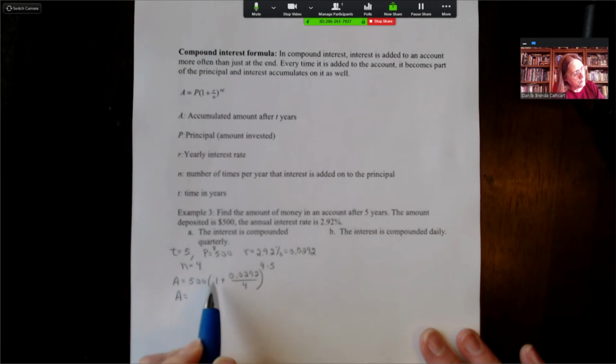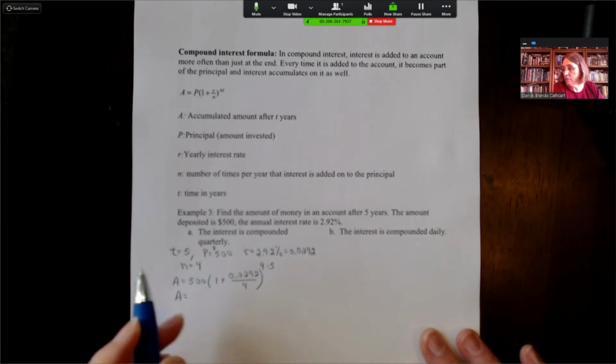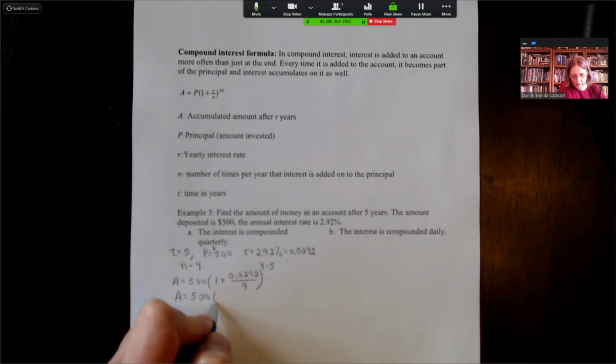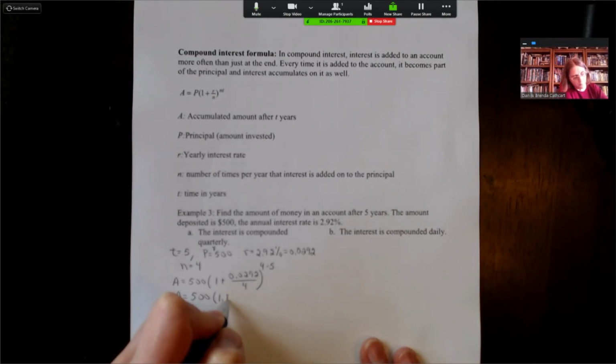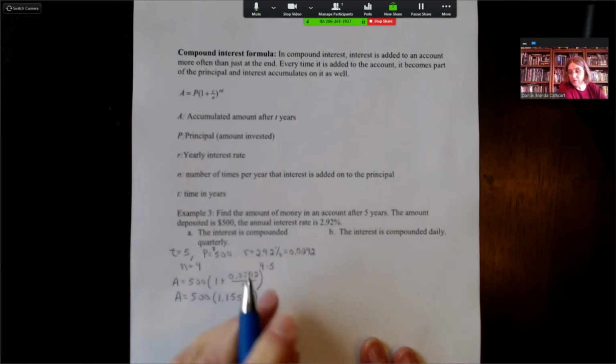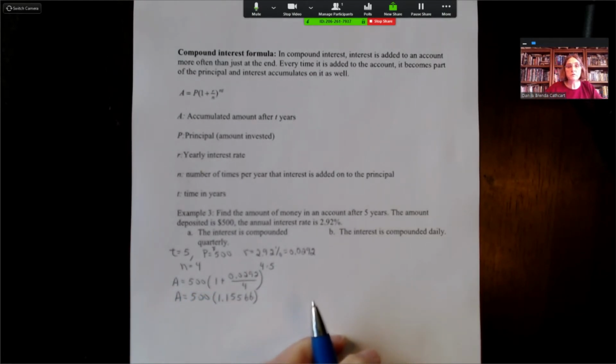As we work that, we're going to work this part all at once. So we have 500 multiplied by 1.15566. We don't want to round that number too soon. We want to be able to take it out as many decimal places as we can. And when we get to the end, we're going to round it to the nearest penny.